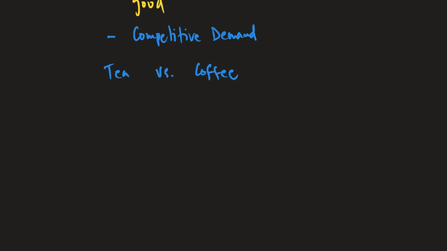Economic theory predicts that a fall in the price of one good, for example tea, will lead to a decrease in demand for a substitute, that is coffee. And I want to show this through a diagram.